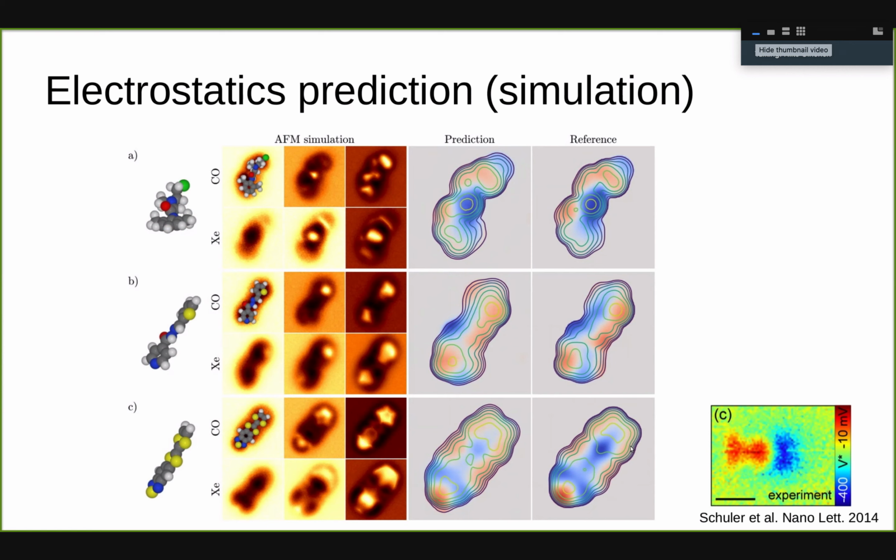So here we are actually looking at the side of the molecule, but in this case it's a constant height measurement above the molecule. So that is probably the reason for the difference.